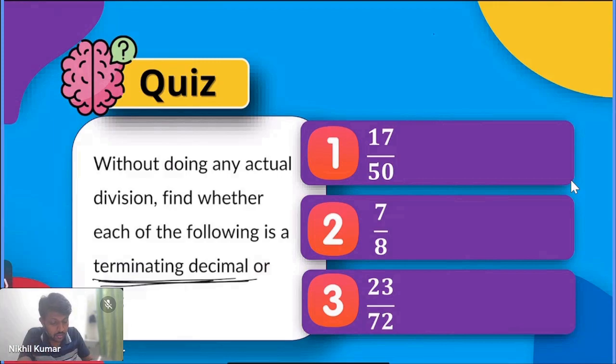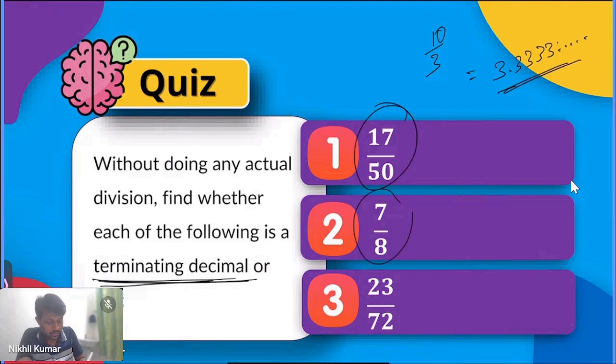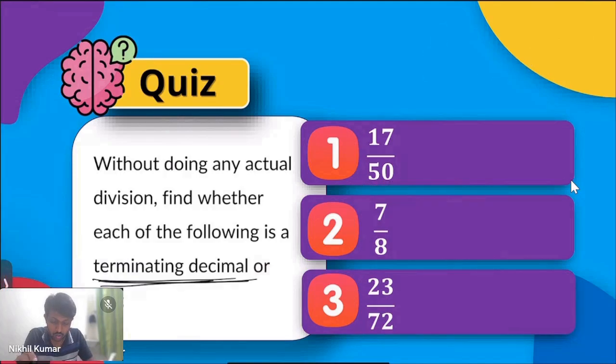For example, 1 upon 3, or let's say 10 upon 3. This number will go like this, 3.3333, and it will keep on going like that. We have to identify which one terminates, which one doesn't, without actually dividing. Can you do that? Okay, no worries. That's why we are here.